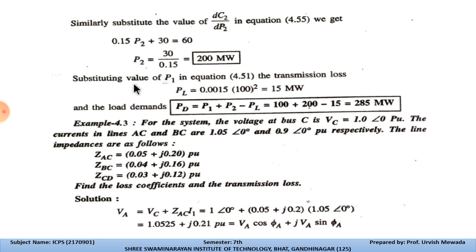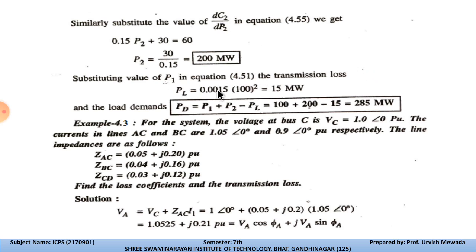So substituting the value of P1 in equation 4.51, PL is equal to 0.015 into 100 square, so that will be 15 megawatt. And the load demand, that is PD, is equal to P1 plus P2 minus PL, is equal to 100 plus 200 minus 15, so that is 285. So the total load demand of this particular system is 285 megawatt to deliver the power, or we can say committed power to the consumers which are connected with the load.